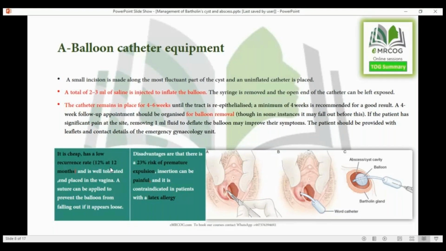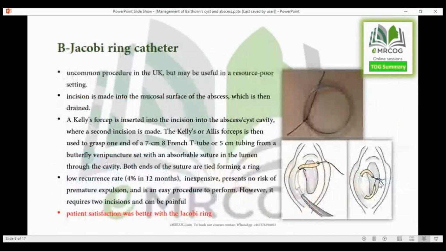But on the other hand, it has disadvantages. Like what? The risk of premature expulsion if you don't fix it. The insertion itself can be painful, and many patients have latex allergy, and this catheter is formed of latex mainly, right? So always we have pros and cons. So think about it and counsel your patient about pros and cons.